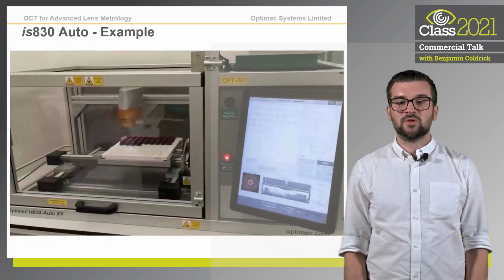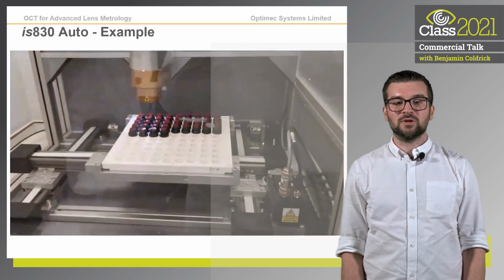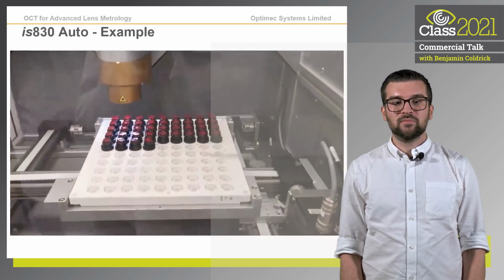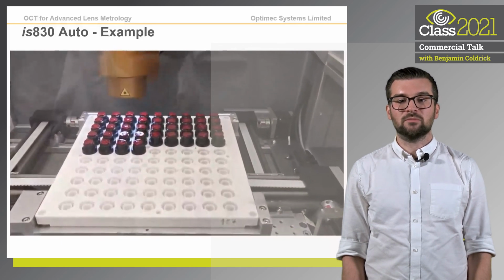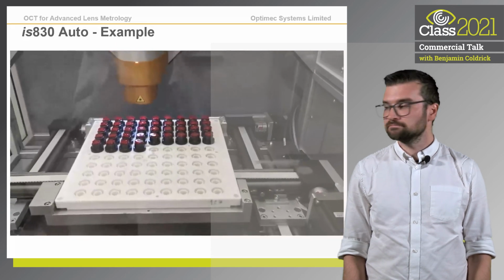This video demonstrates a bespoke tray-based solution implemented at an IOL manufacturer for the measurement of IOL blanks. The implementation of this system resulted in improvements in throughput and a reduction in wastage for the manufacturer.